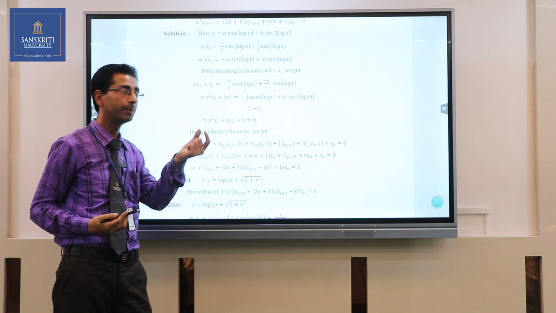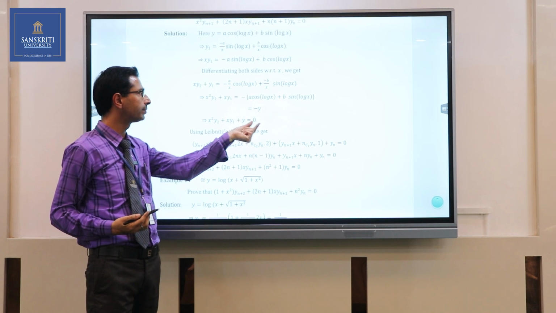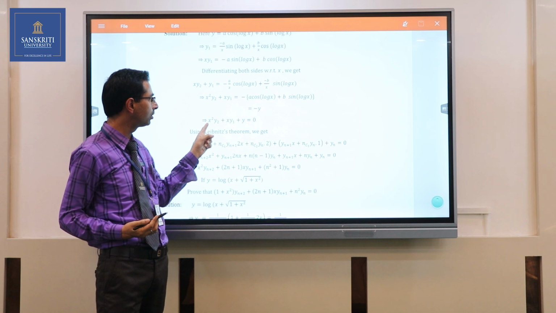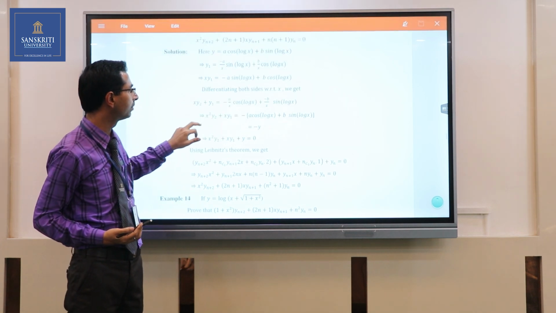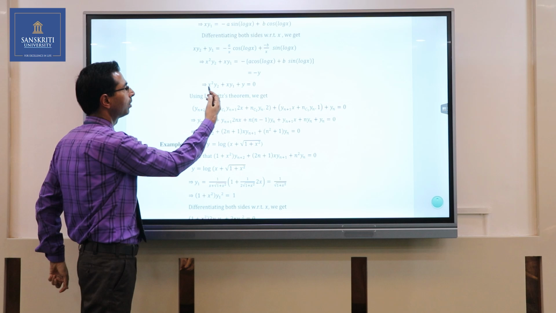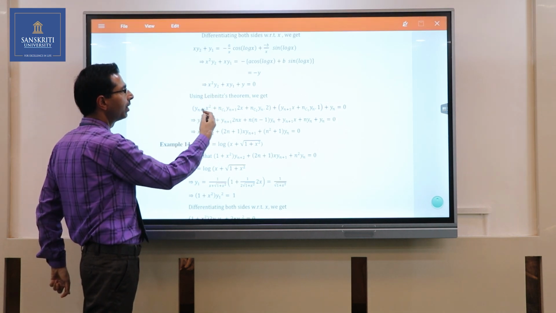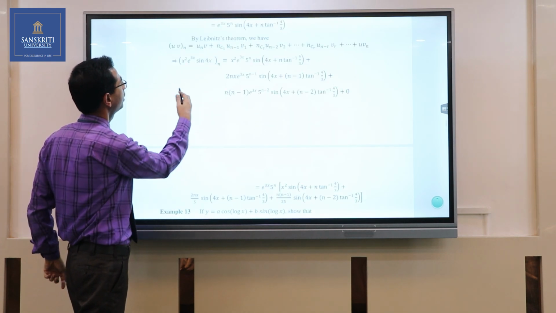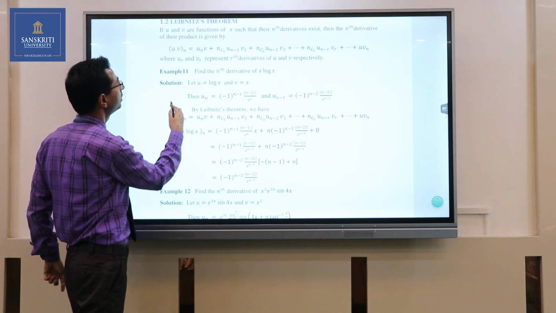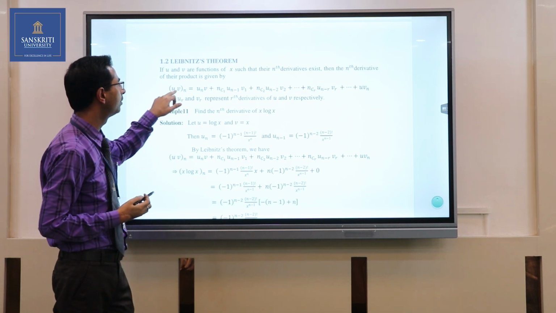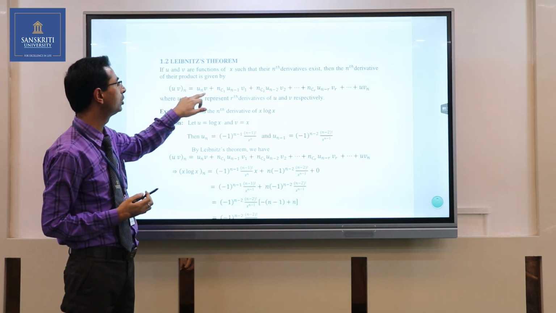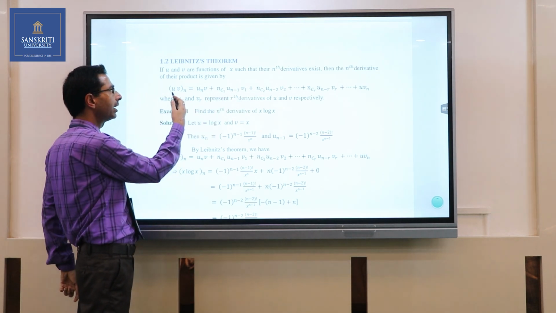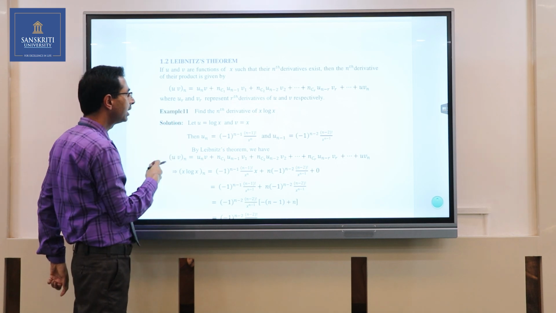So we use the Leibniz theorem on each particular term. Now we first apply the Leibniz theorem to the first term, x square y2. The Leibniz theorem is this: the nth derivative of uv is equal to un v plus nC1 un minus 1 v1 plus and so on. Now we take u as the first value and v as the second value.